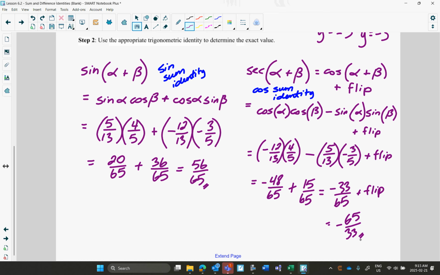So it can look a little complicated at times. But basically, when we use sine, cos, and tan sum and difference identities, it really comes down to these three types of questions, where you've got to use the formula sheet to help you. Okay? And then, of course, you have to know how to calculate with fractions, including square roots.